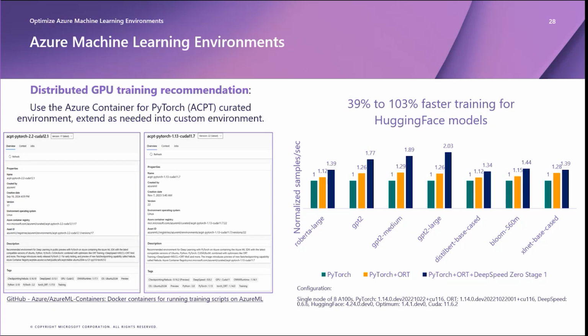OpenAI and Microsoft Research use it, and you should use it too. Even if you're just looking to fine-tune an open source model, the Azure container for PyTorch is beneficial. Benchmarks show that using this container, so combining the ONNX runtime plus DeepSpeed optimizations, can speed up training by between 39 and 103%. So if you're fine-tuning open source models like BERT, T5, GPT-3, Llama, or Mistral, don't miss out on these performance gains.